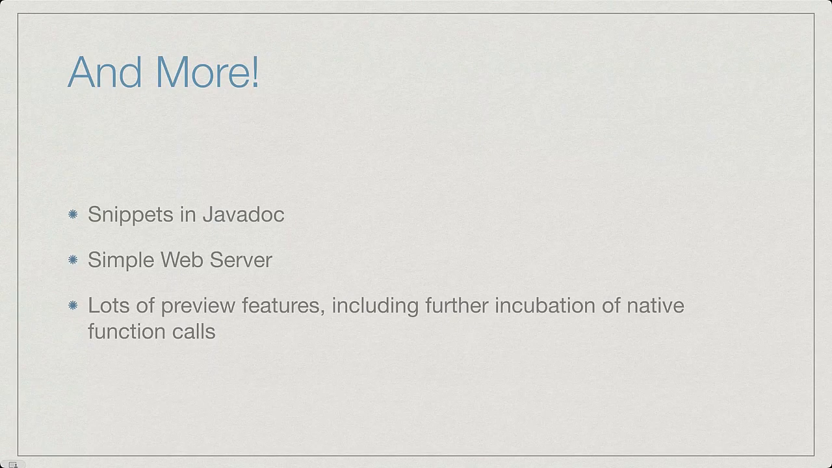So I didn't mention the concept of preview features, but one of the things that they're doing in newer Java now is they have a mechanism where they can say, we're adding a feature, but it's not officially done yet because it might change. So you have to explicitly opt in. I usually stay away from these just because I don't want to have to change my code later, but they can be neat. There's some very, very interesting stuff, including further incubation of a native function call system.